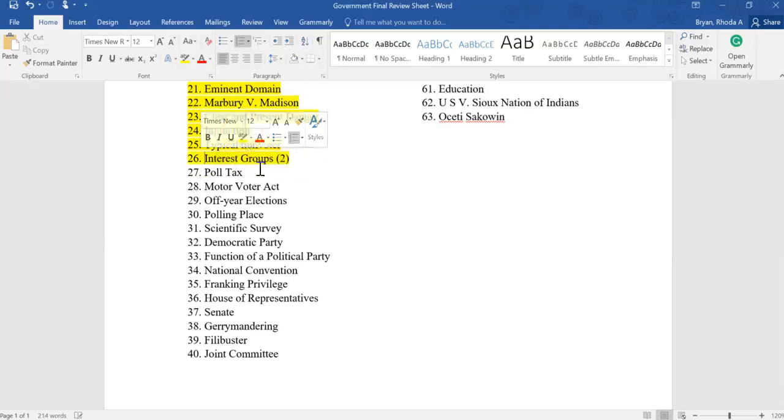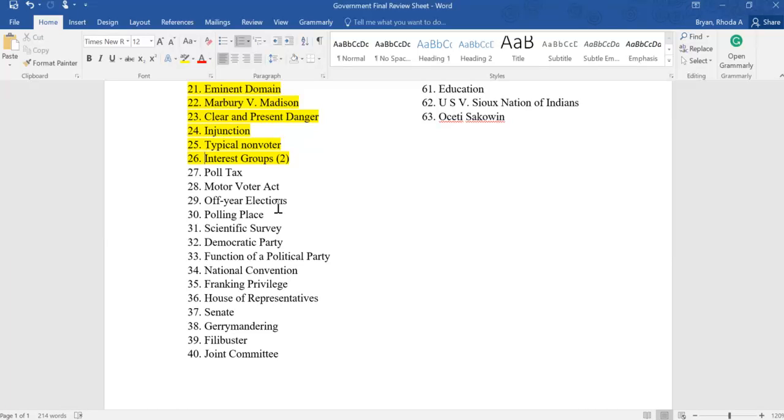All right, interest groups. There are two questions over interest groups. One is a definition, like what is an interest group, and then another one is like what is a characteristic of an interest group. So let's start with the definition first. The definition is a group of people who influence what the government does in a specific area of special interest. So an interest group is a group of people who influence what the government does in a specific area of special interest.